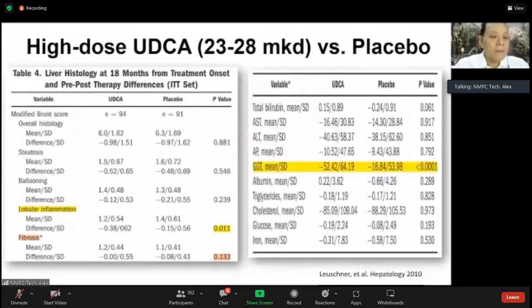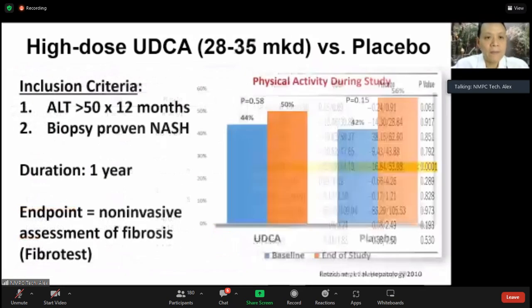More importantly, when they looked at biopsy results, you can see that for liver lobular inflammation, there was a significant decrease in your lobular inflammation in the UDCA group compared to your placebo. Okay, no difference in fibrosis scores yet, because I think you need a longer duration of treatment in order to have an effect on fibrosis.